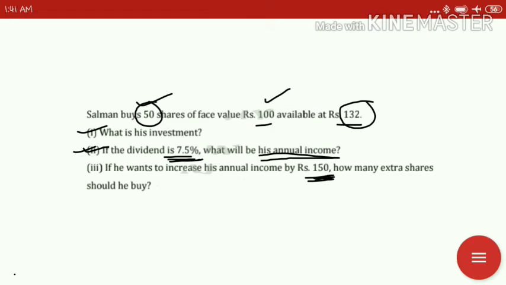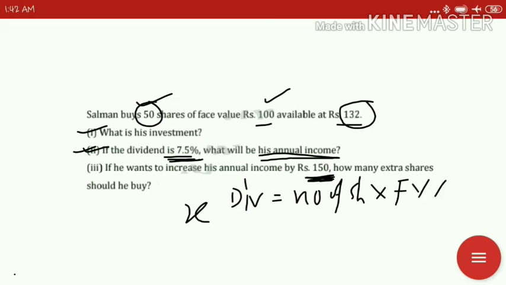whatever amount you got in number 2 and the 150. That will be the total annual income he now wants, and let x be the number of shares he has to buy extra to gain this much money. This is the 150 amount of annual income you want to raise. So now whenever you put the formula, the dividend equals number of shares into face value into rate.